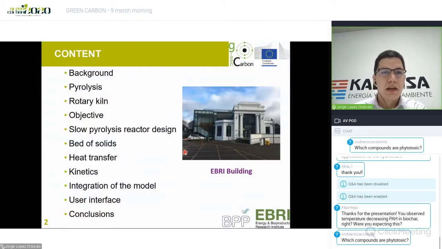And here we go. Well, we've got a lot to show today, so I will try to go quite fast. So we will start with a bit of background. I will explain a bit what's pyrolysis, although Frederick already did a great work explaining everything. I will show my objective, the slow pyrolysis reactor design, what are the characteristics, and then the main parts of it. So the bed of solids, heat transfer, the kinetics, how do we integrate everything together, and then how is the user interface and the conclusions. Everything will make sense along the presentation.